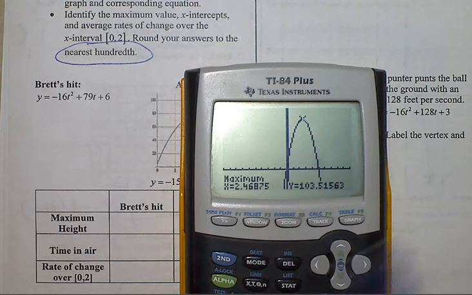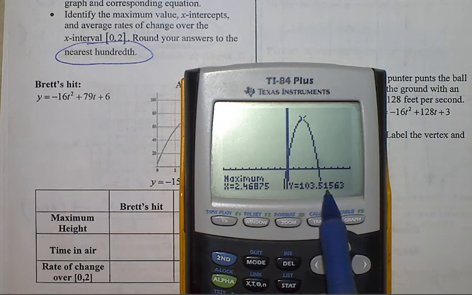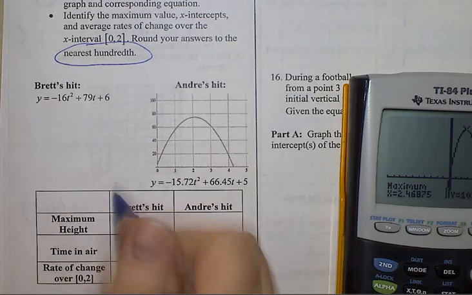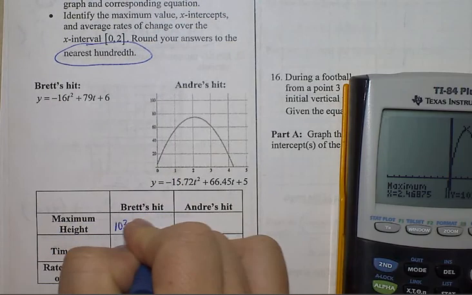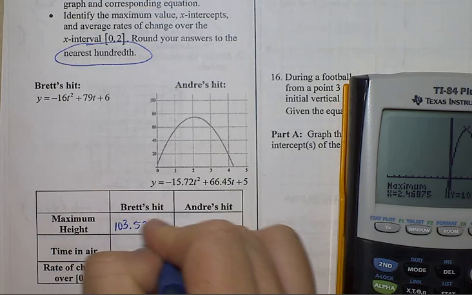So the maximum height is a y value. That's this value right here. We want to round to the nearest hundredth, which would be 103.52. And is this in terms of feet, how high it goes?